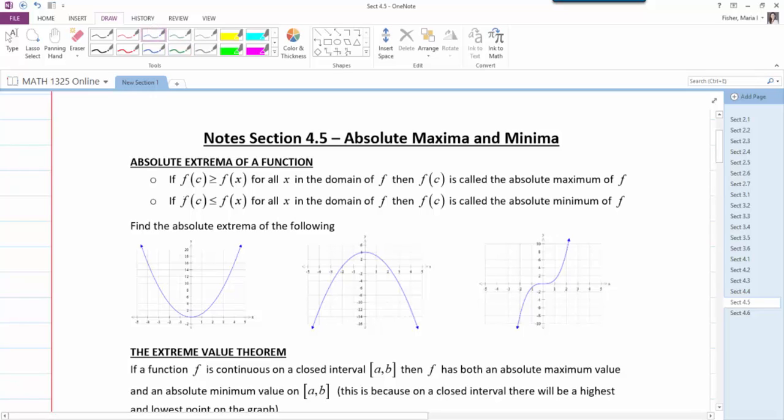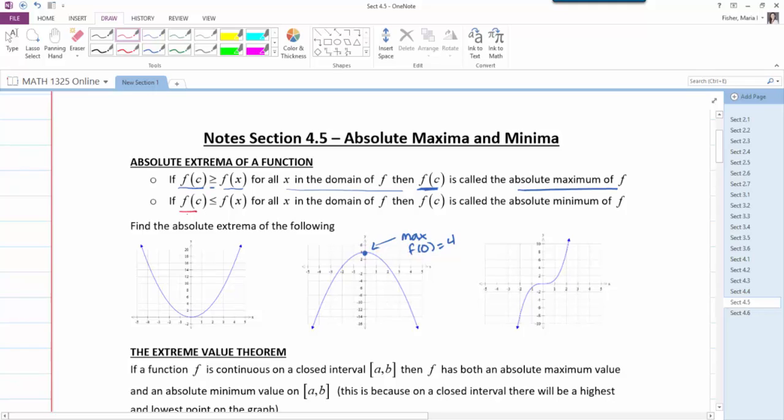We can say that if f of c is greater than or equal to all the other y's for all the x in the domain of a function, then since f of c would be the biggest, it's called the absolute maximum of f. For example, here in this middle picture, we have an absolute maximum right here at f of 0 equals 4, because the x value is 0 and the y value is 4.